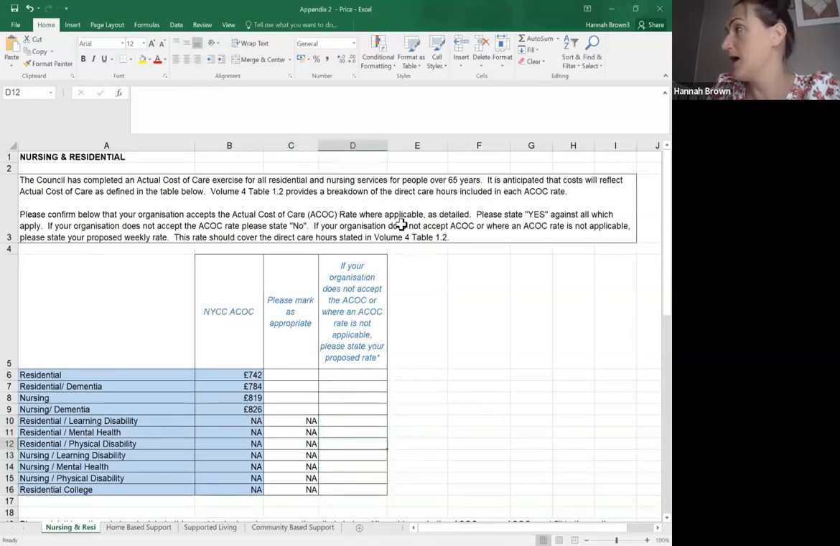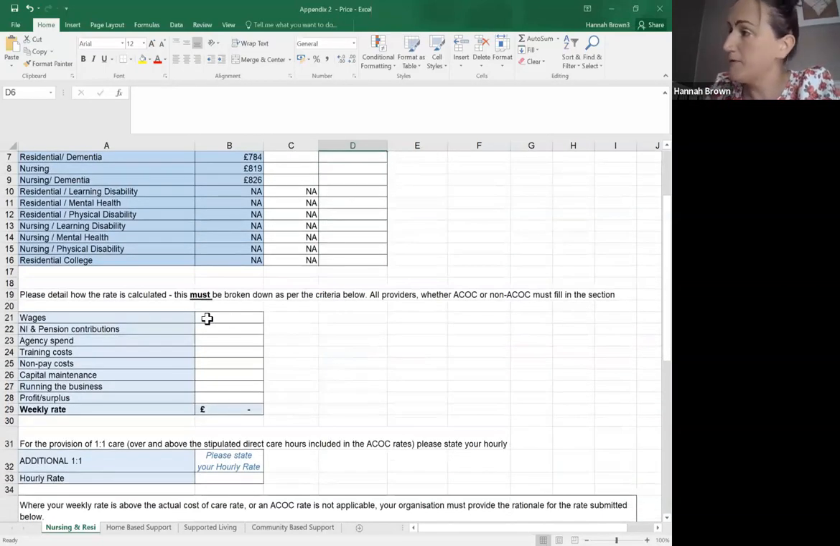What you just need to be mindful of here is, even where you're not accepting the actual cost of care or the actual cost of care rate doesn't apply, you must make sure that the weekly rate you're submitting in column D is a weekly rate for the direct care hours listed in volume 4. So the table that I just showed you in volume 4, you need to make reference to that when you're providing that weekly rate, because it's a weekly rate for those direct care hours that you're submitting in column D.